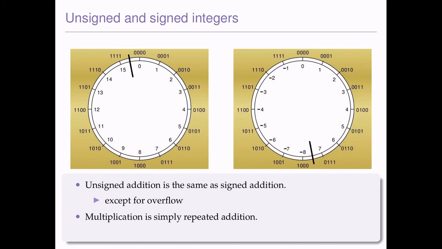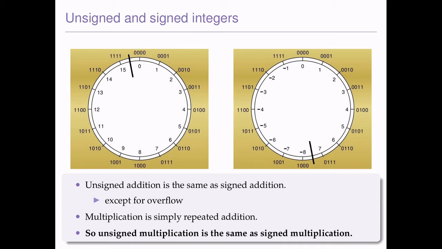Now, one thing that's always a very handy thing to know is that multiplication is simply repeated addition. So we can think of 3 times a as being a plus a plus a. Now, what does this mean? Well, this means that unsigned multiplication is the same as signed multiplication. Because we have that coming over from addition, we can carry it forward into multiplication.